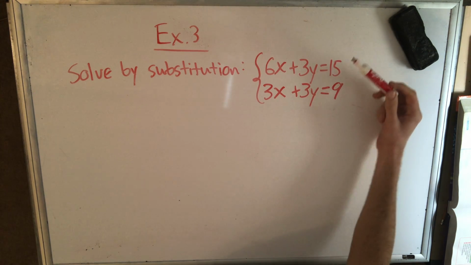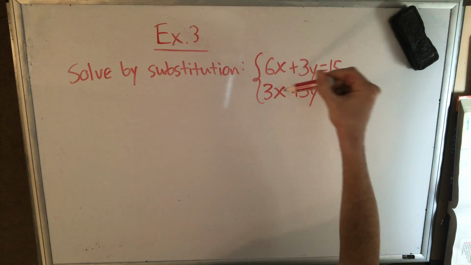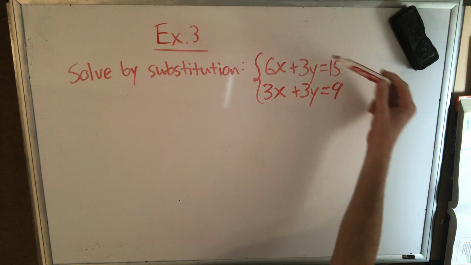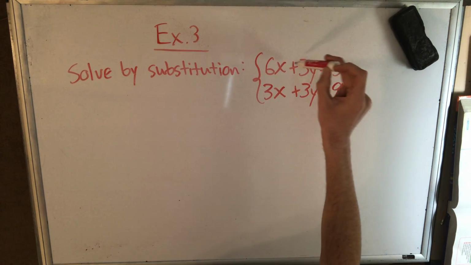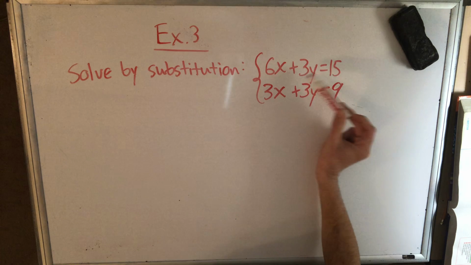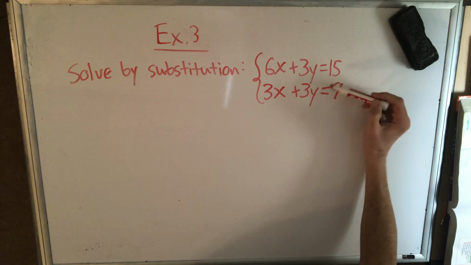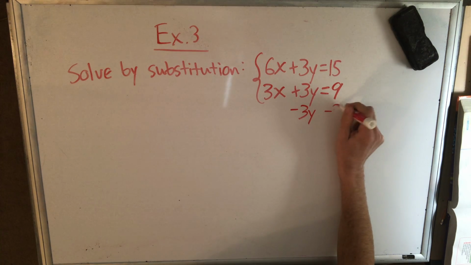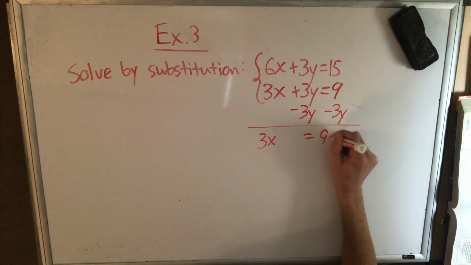We can isolate x in the top equation, or isolate y in the top equation, or isolate x in the bottom equation, or isolate y in the bottom equation. I would not recommend isolating x in the top equation because that's multiplied by 6, which is bigger than all the other numbers multiplying the other variables. Let's isolate x in the bottom equation by subtracting 3y from each side. That gives us 3x equals 9 minus 3y.